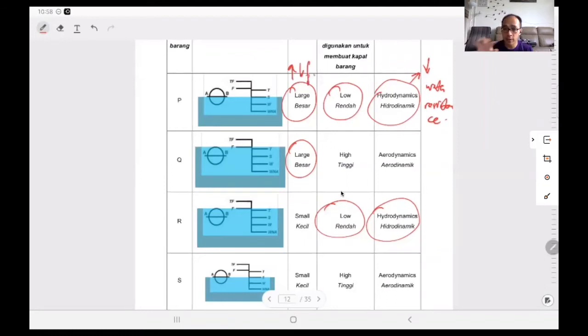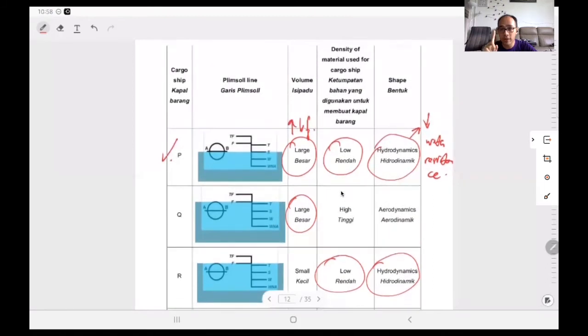Now, after you've done the rest of the three, you kind of know that P is obviously the way to go. Okay, so you just have to talk about this. Now, what is this? Okay, so the first thing is this. Let's say you are faced with a section C question and you don't know what this Plimsoll line is. Doesn't matter, you can do the rest first. Volume must be big, sorry. Density must be low. Then the shape, obviously it's hydrodynamic. Then you see three of the four circles are already there. So obviously P is the correct choice.